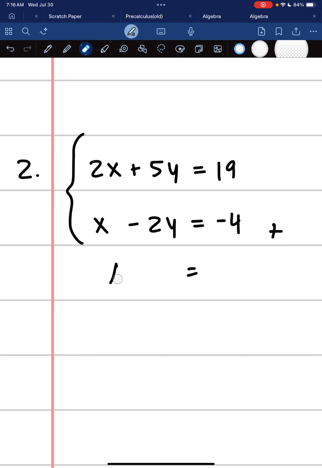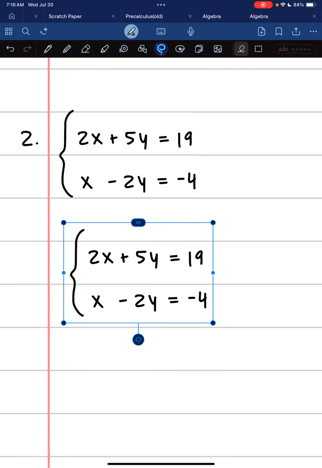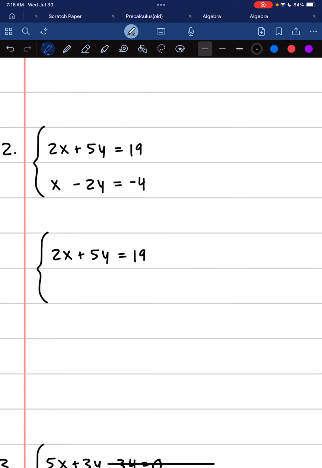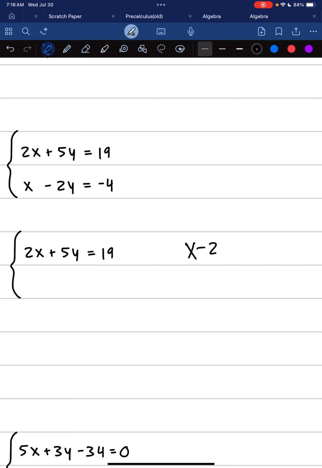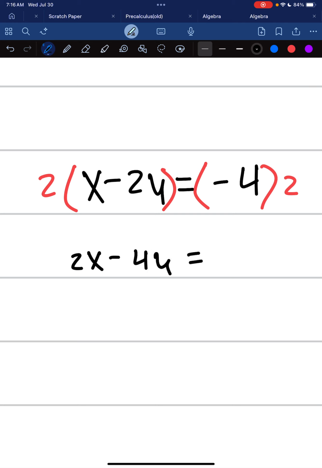So what I'm going to do is take this second equation, x minus 2y is equal to negative 4, and I'm going to multiply both sides of this equation by 2. So on the left side, I get 2x minus 4y, and on the right side, I get negative 8. So 2x minus 4y equals negative 8.